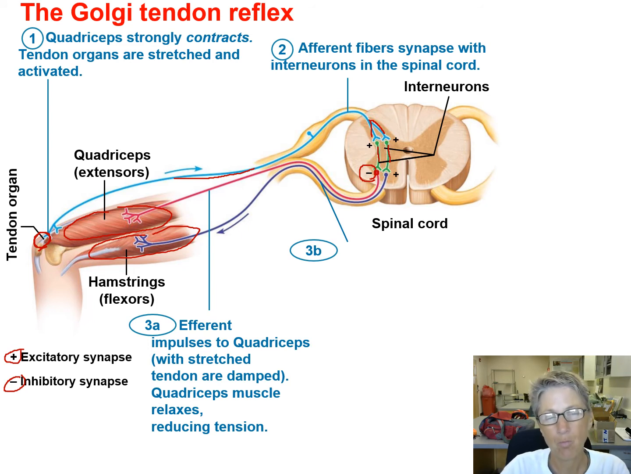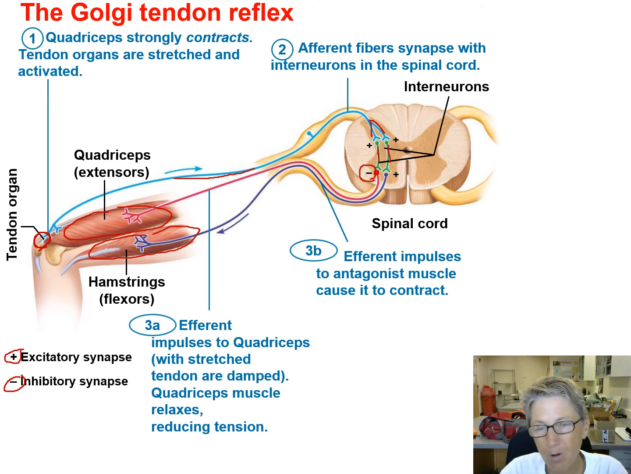So remember, you had a really strong contraction and you don't want to overcontract. So through this reflex, you're going to send an inhibitory signal for the quadriceps not to contract even more, but to relax. And at the same time, you're going to send a motor efferent impulse to the antagonistic muscle, the hamstrings, to contract.